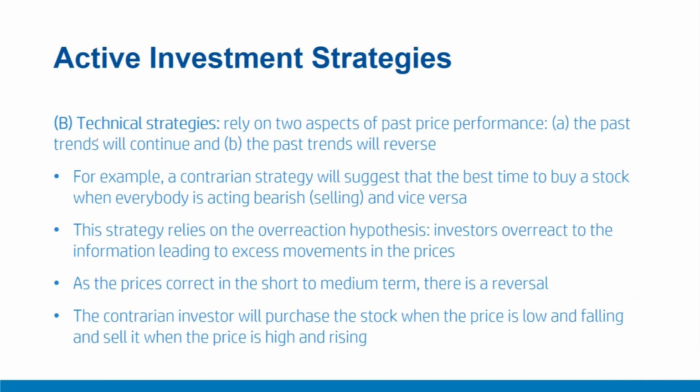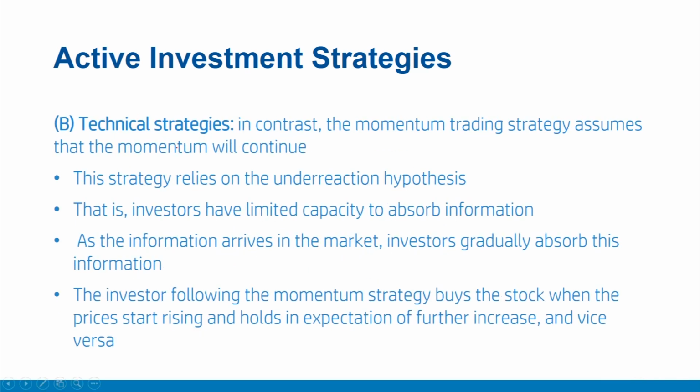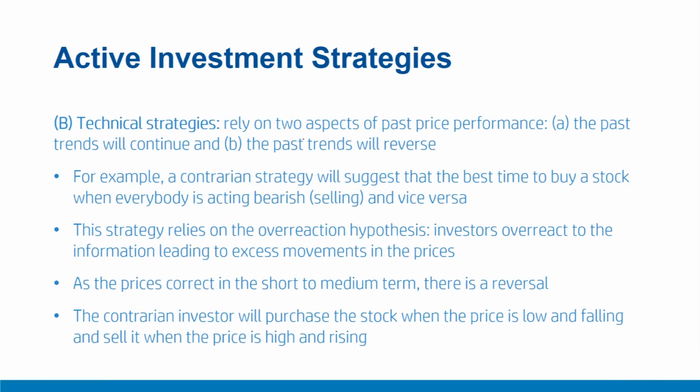Next strategy is called technical strategies. Technical strategies rely on two basic fundamental aspects of past price performance: one, that past trends will continue, and two, that past trends will reverse. So these are the two key aspects. To start with, a very basic form of technical strategy is contrarian strategy.